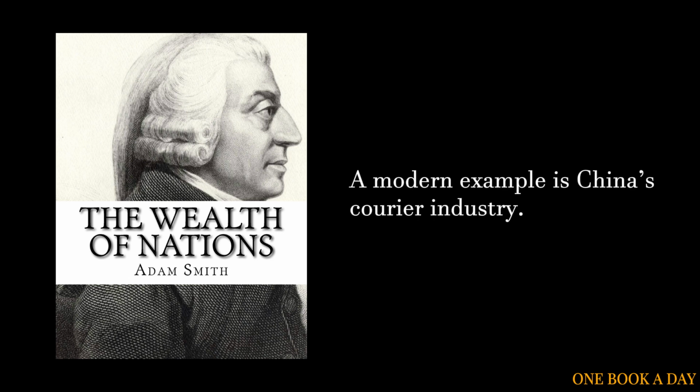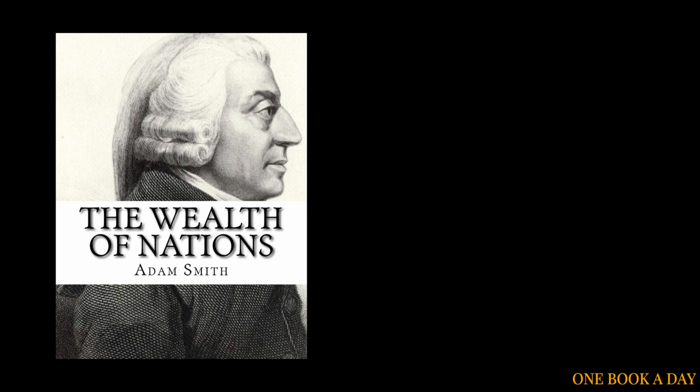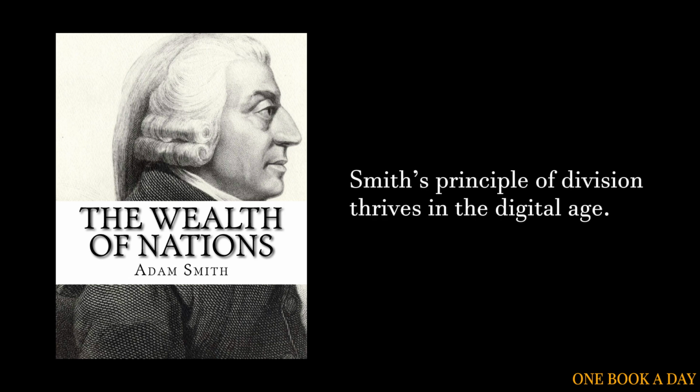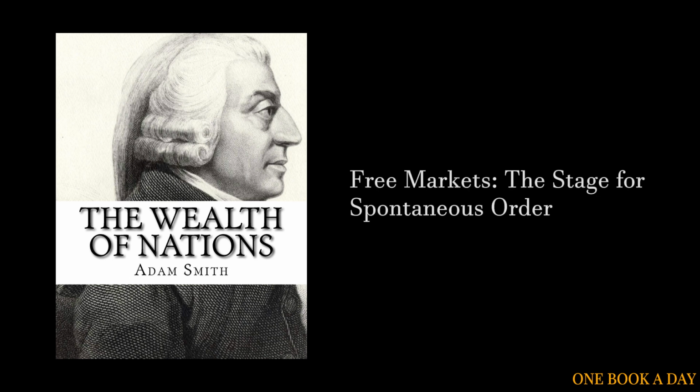A modern example is China's courier industry. Companies like SF Express optimize logistics through divisions. Sorters, drivers, and algorithm engineers work in sync with drones and automated warehouses, delivering packages nationwide in 24 hours. Smith's principle of division thrives in the digital age. But he warned that excessive specialization could narrow workers' skills, a concern echoed in today's gig economy, where platform workers often lack long-term security. Free markets, the stage for spontaneous ordering.